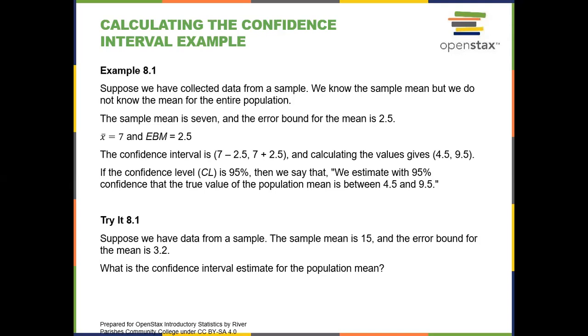Suppose we have data from a sample. The sample mean is 15 and the error bound for the mean is 3.2. What is the confidence interval estimate for the population mean? Well, it will be 15 minus 3.2 at the lower boundary, which is 11.8. And the upper boundary will be 15 plus 3.2, which will be 18.2.